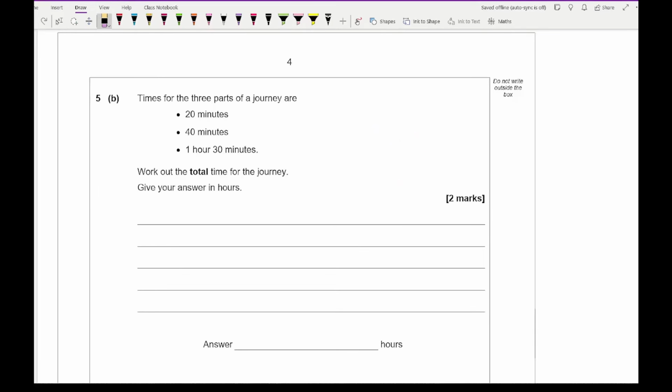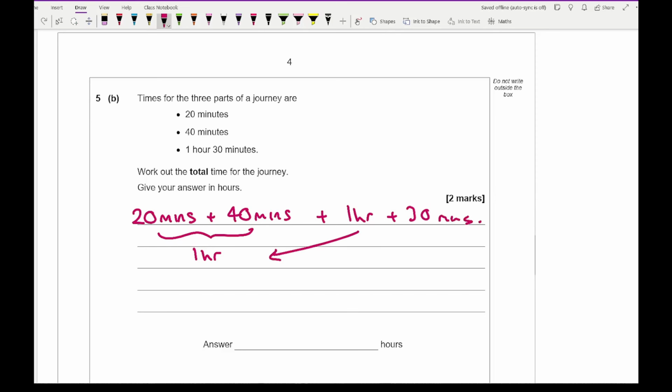So then moving on to 5b, it says times for 3 parts of a journey are 20 minutes, 40 minutes and 1 hour 30 minutes. Work out the total time of the journey, give your answer in hours. So if we add up the 3 times, we've got 20 minutes plus 40 minutes, which is 1 hour. And we're going to add 1 hour and 30 minutes. Well, 1 hour plus 1 hour is 2 hours, and then we've got 30 minutes. And what's another way of saying 2 hours 30 minutes? Well, it's going to be 2.5 hours.